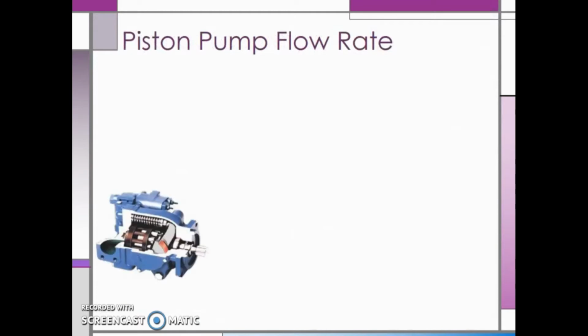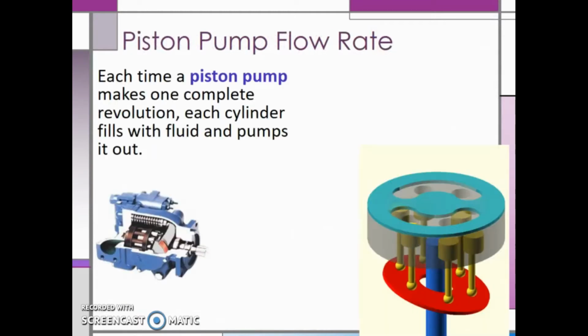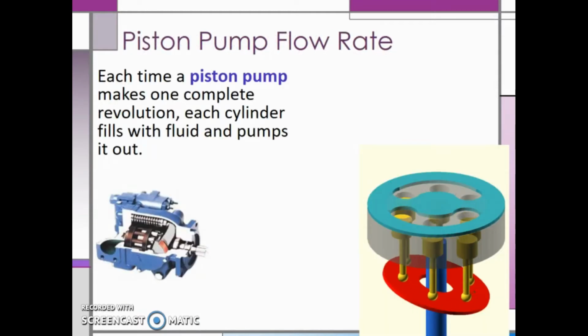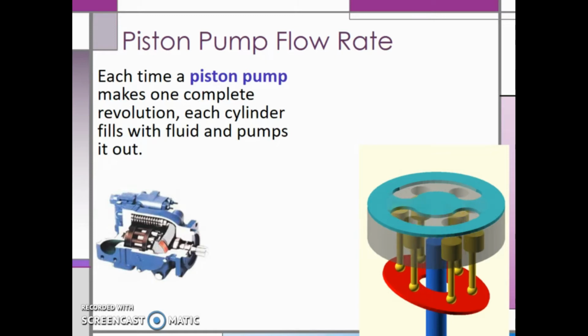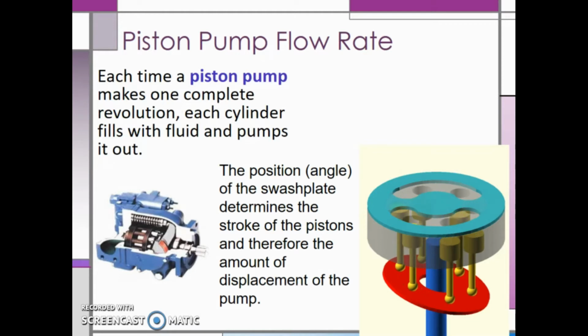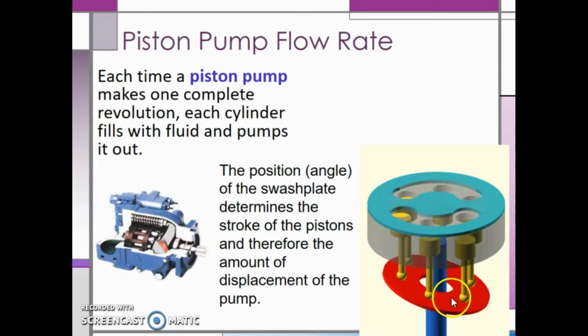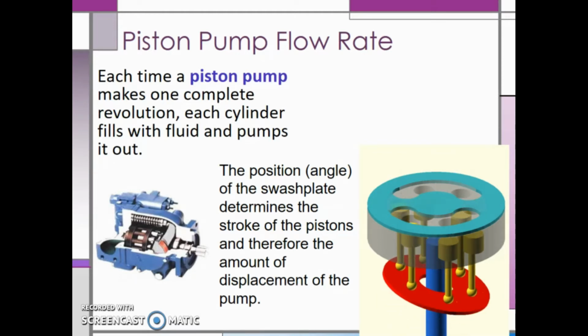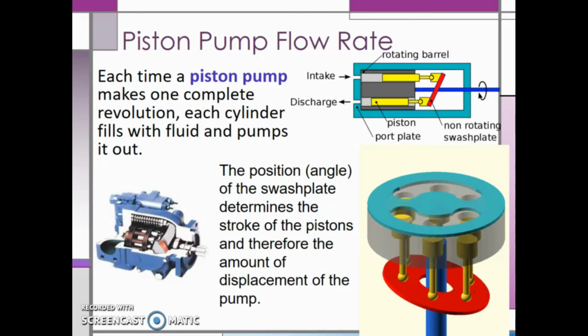A piston pump is a type of fixed displacement hydraulic pump. Each time a piston pump makes one complete revolution, each cylinder fills with fluid and pumps it out. The position or angle of the swash plate determines the stroke of the piston, and therefore the amount of displacement of the pump. In a fixed displacement piston pump, the swash plate angle doesn't change.